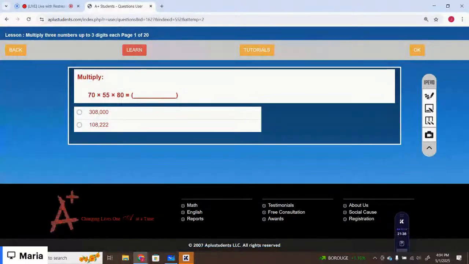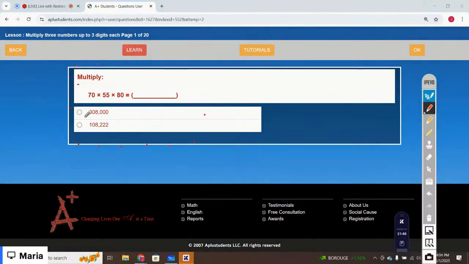Let's start with the test questions. 70 times 55 times 80. Let's multiply 70 times 55. Just multiply the non-zero values, 55 times 7. 7 times 5 is 35. So you need to add 0. That is 3,850 times 80.